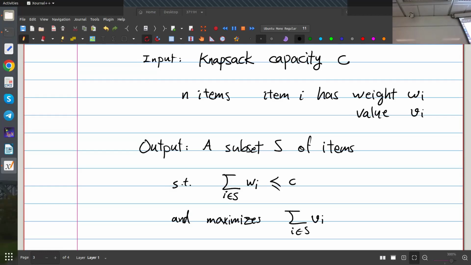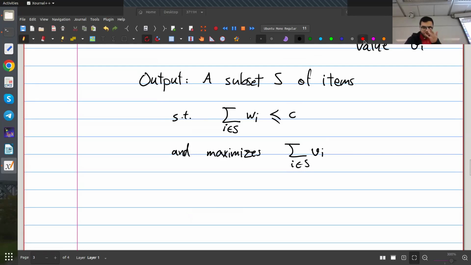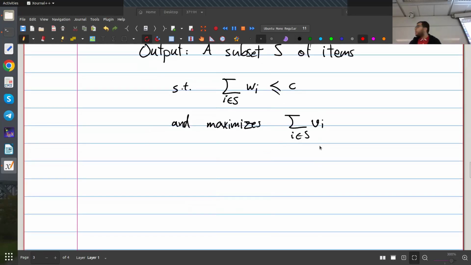Now, in this particular version, I'm saying that I have a bunch of items and I have only one of each item. So this is usually called 0-1 knapsack, because from each item I can take 0 or 1, right? But we will also see a version where you have many copies of each item, and then that's actually more similar to the change problem.